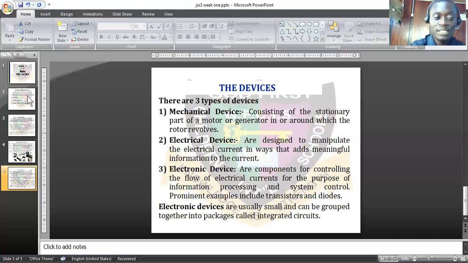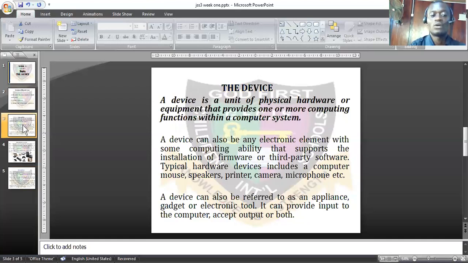So basically, what we are trying to say in essence is, when we talk about a device, it is a unit of physical hardware or equipment that provides one or more computing functions. A device can also be an electronic element with some computing ability that supports installation of firmware or third-party software. Likewise, a device can be an electrical appliance, rather, a gadget or electronic tool.